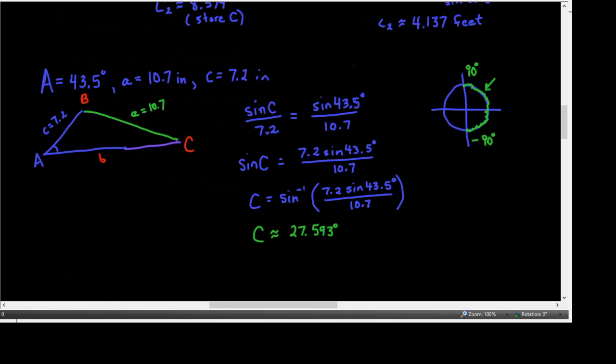Now, what can we find next? Because C is done. Since we now know two of the angles, the best thing to do next would be to find angle B, the third angle. So we'll take the sum of all three, 180 degrees, and subtract the two known angles from that.